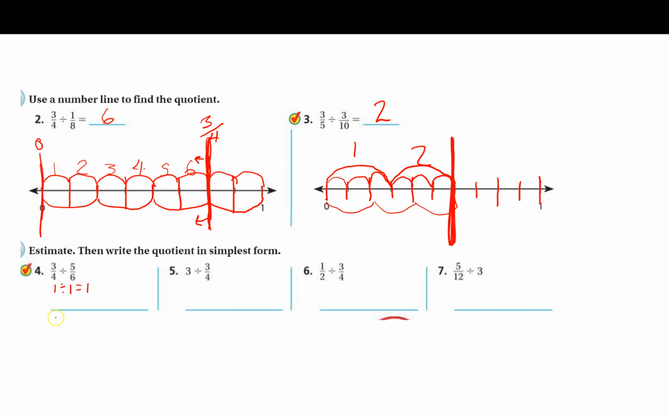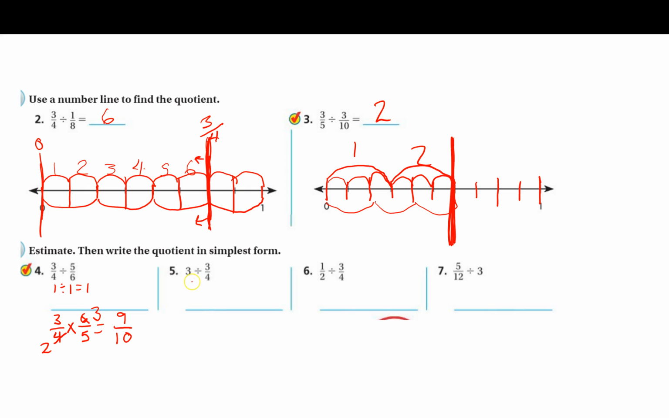All right, now let's go ahead and use copy, change, flip for this one. So 3/4, copy the first fraction. The inverse of division is multiplication, and then the reciprocal of 5/6 would be 6/5. Okay, can we cross simplify? Yes, we can right here. 2 can go into both of these numbers. 2 goes into 4 2 times. 2 goes into 6 3 times. 3 times 3 is 9. 2 times 5 is 10. 9/10. Yeah, 9/10 is pretty close to 1, so my answer is reasonable.